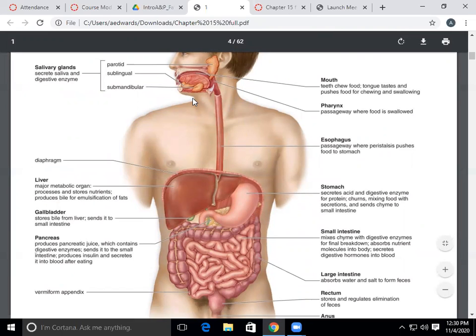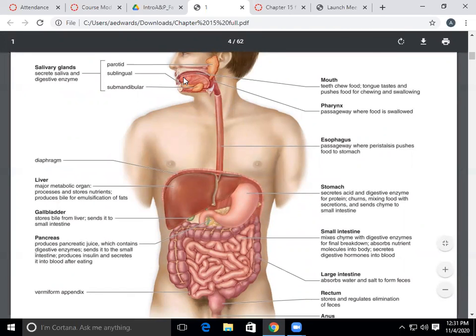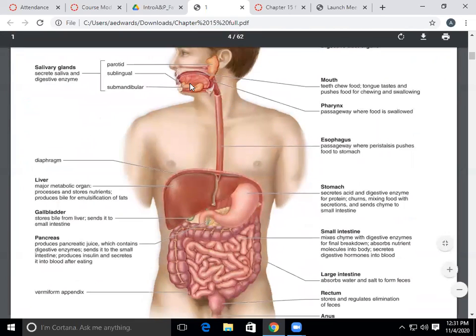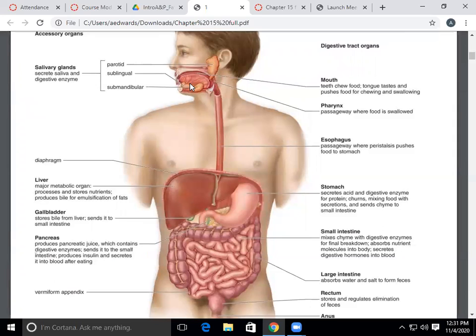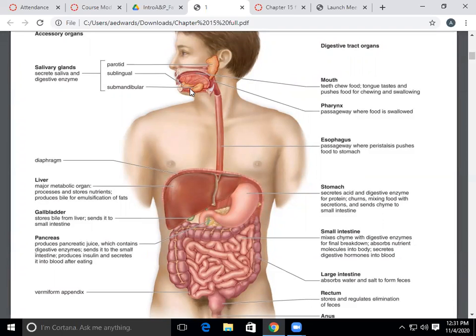So food typically enters your digestive system through the mouth. And so your mouth has your teeth in it, help you chew your food. Your tongue gives you some sense of taste. Also can push food, allow you to chew and swallow. In your oral cavity area, you have your salivary glands, parotid, sublingual, and submandibular. Sublingual means under the tongue, lingual is tongue, mandibular has to do with the mandible, right?